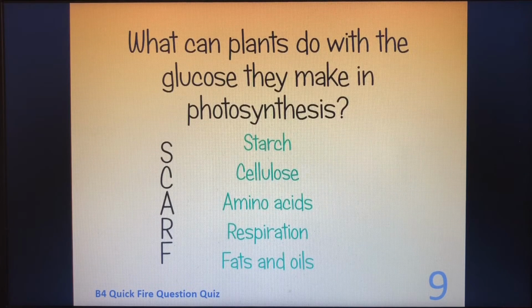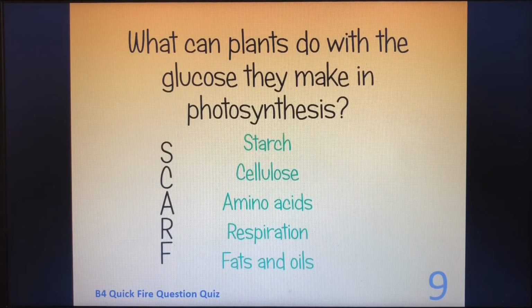Okay, so that's how we remember it, SCARF. And you can kind of list them out on your hand. Okay, right, the S, starch, C, cellulose, okay? So hopefully that will be a way that you can remember the uses of glucose in a plant. Real favourite with the exam people, don't know why, but they do like that question, so they might tell you one and expect you to come up with the other 4.